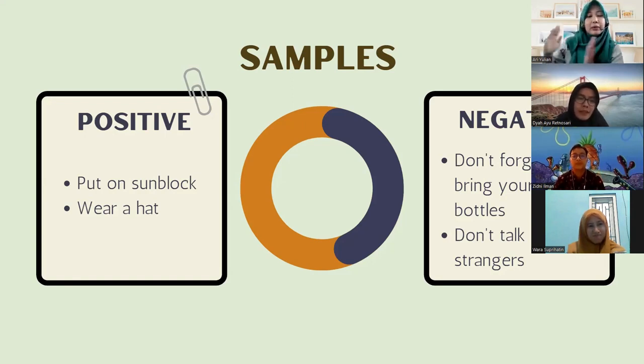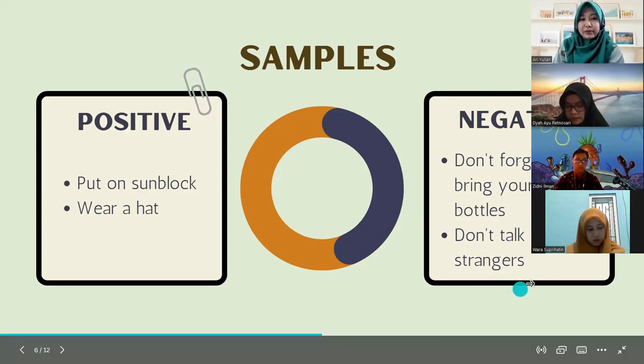Now, let's move to the one showing on the right side, which is about negative sentences. The first one is, don't forget to bring your water bottles. As I mentioned before, in telling negative imperative, we should start the sentence with don't, followed by verb 1. That's why the example here is don't, followed by verb 1, which is forget. Don't forget to bring your water bottles. And then, is there anyone here who wants to read the second example? Who wants to read the second example? This one.